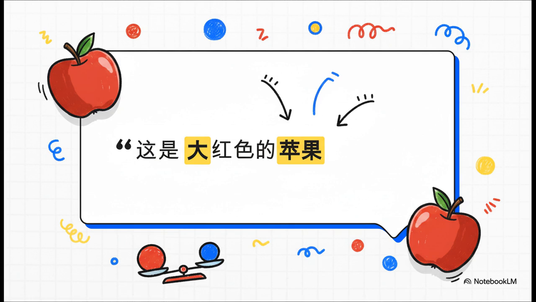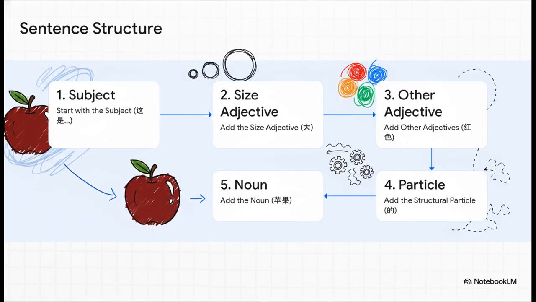Because it's a third tone at the end of a phrase, you have to do the full dip and rise. 果. Now, let's break down how we actually built that sentence. This slide shows you the fundamental structure for describing things in Mandarin, and it's incredibly logical. In English, we say big red apple, but Mandarin has a super consistent order.